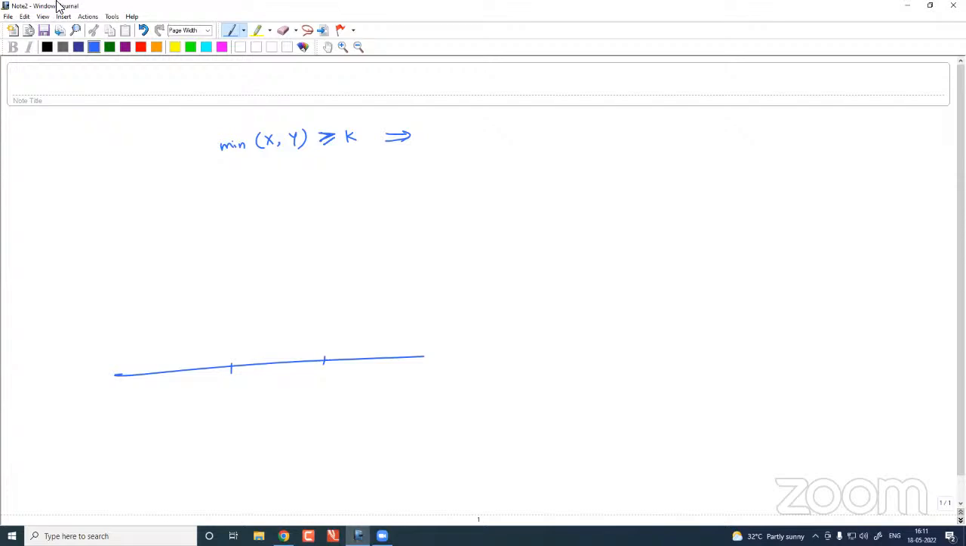Just a second. Both x and y are greater than k. There will be three conditions, sir. Either I'm using the min function, and then why am I writing greater than or equal to k? It should not be less than or equal to k.